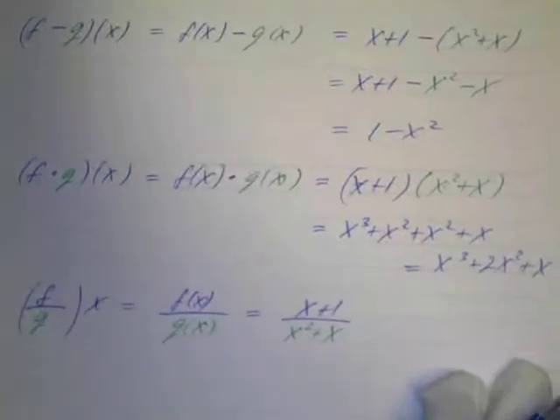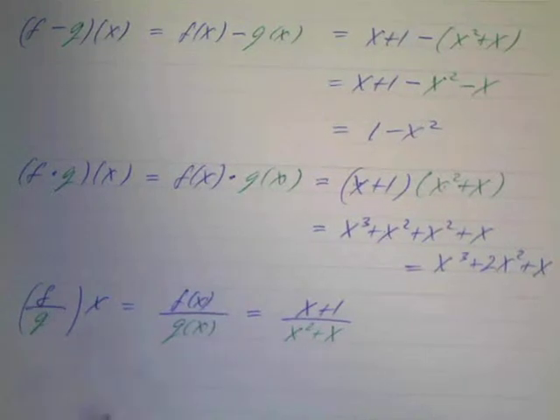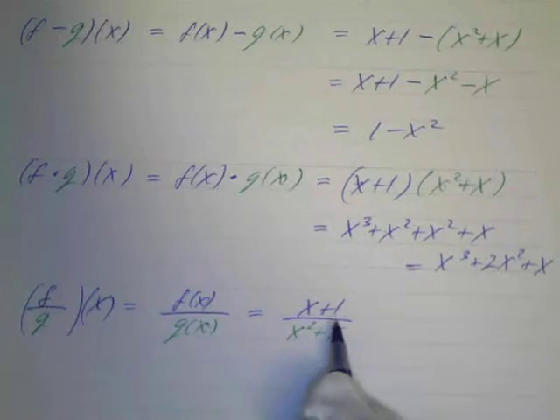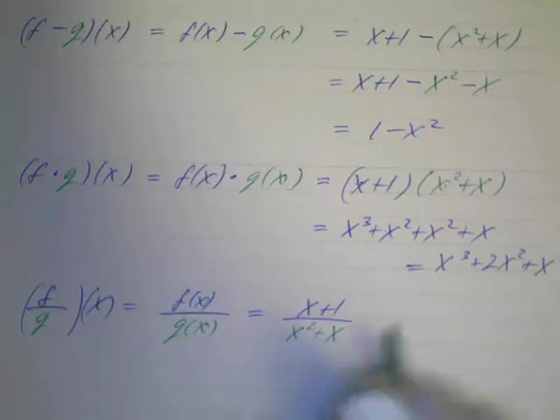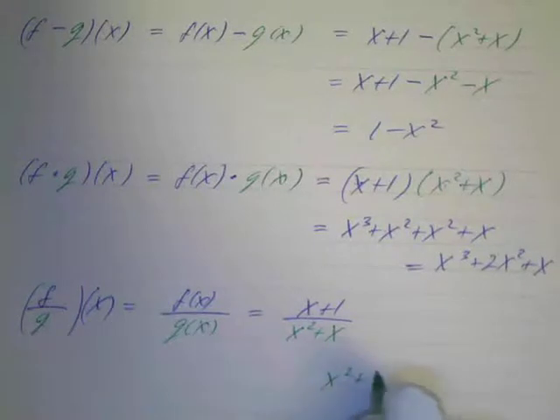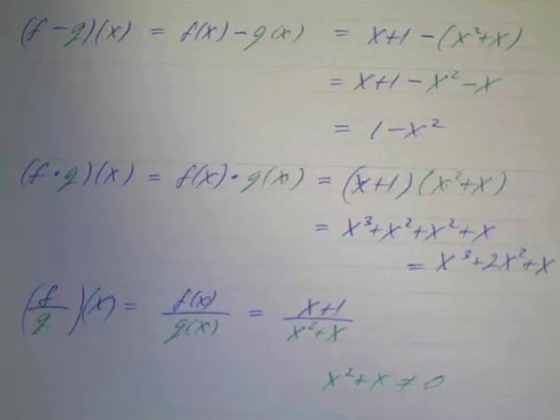And then f divided by g of x, that would just be f of x divided by g of x, which would just be f of x, which is x plus 1, divided by x squared plus x. Now we could simplify that, but if we leave it like this it's fine. We just have to make sure that we take care of any restrictions on the domain. And that means that the denominator cannot be 0. We can't have 0 in the denominator, so x squared plus x cannot equal 0.